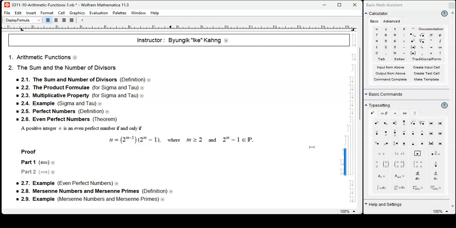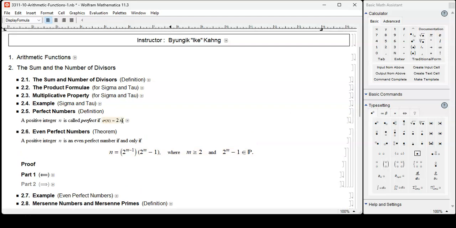We're going to prove only the sufficiency, which means if n is defined like this, then it's perfect. You don't have to prove that this is even, because we already saw that this is an even number. 2 to the n minus 1 power is 2 to the certain positive integer power when n is greater than or equal to 2. So it's already even. How to prove this is perfect? Well, that's what you have to prove.